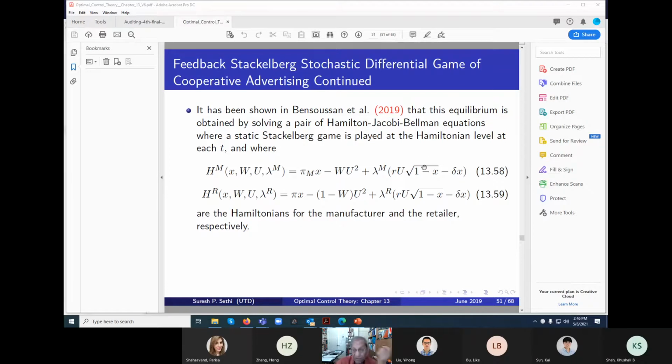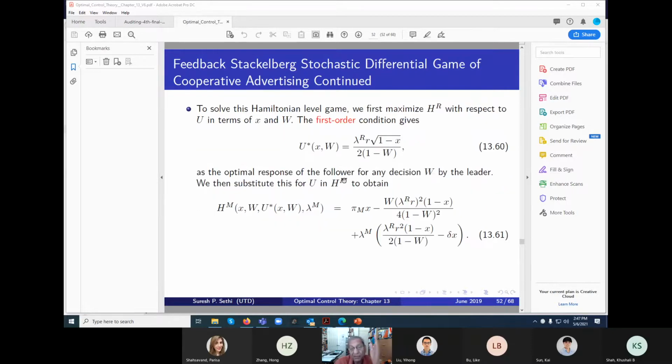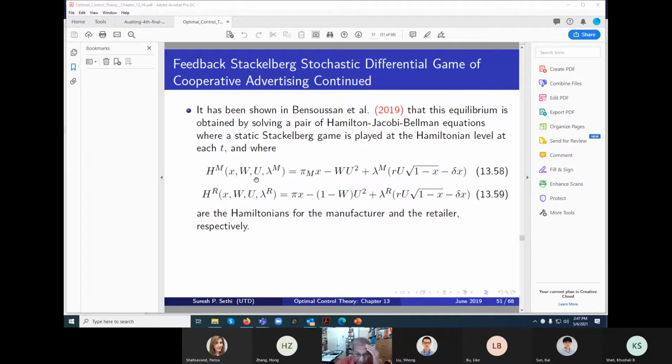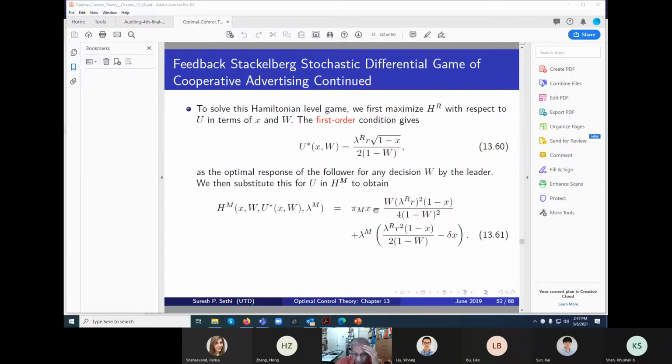Okay, so this is fine. But the dynamics will be there through lambda m, because lambda m is the derivative of the value function. The value function is defined via a set of partial differential equations, and the process x will still be a stochastic process. So all of that will be there, but we don't need to worry about it in finding the u and the w at each point in time. But of course, w as a function of x will depend on x, and x is a stochastic process.